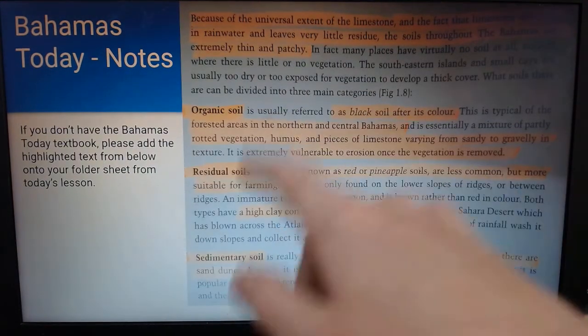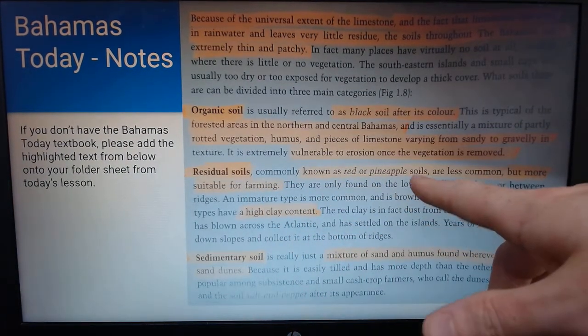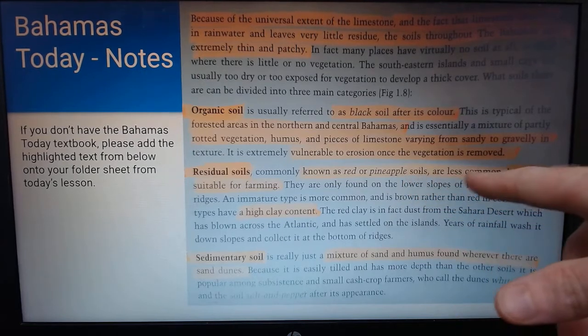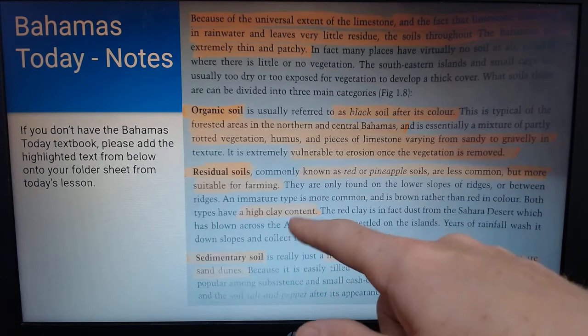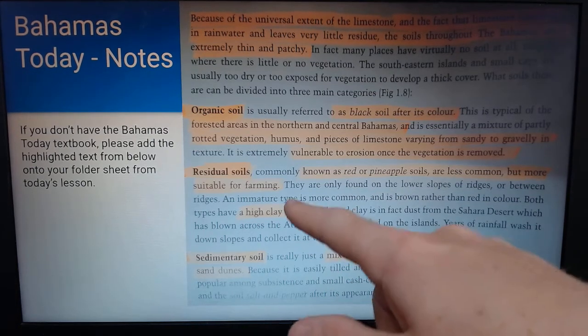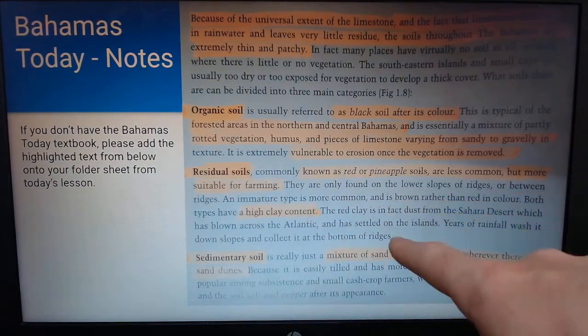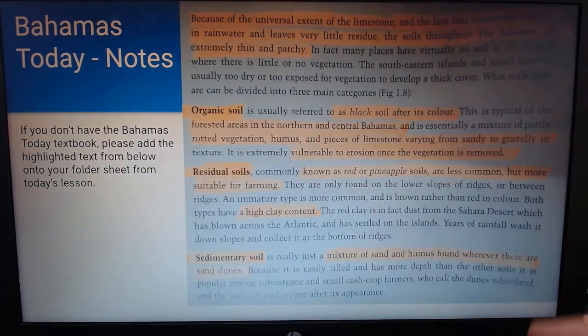Residual soils then, these are our red or pineapple soils. Think about Eleuthera. Less common but more suitable for farming. So these would be found in Eleuthera. They have a high clay content, and they're found along ridgelands. So they're found on the lower slopes of ridges or between ridges.